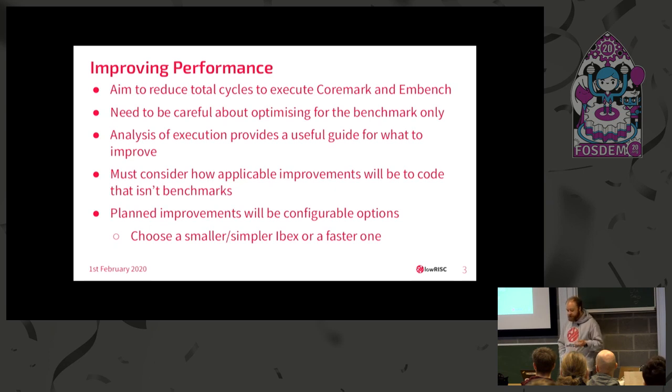You've got to be careful you're not just optimizing for the benchmark only. It's very useful to analyze what's going on with the benchmark and use that as a guide to things that you can then do. You then need to take a step back and think, is this actually generally useful or am I just making CoreMark specifically quicker? I would say that the improvements I've mentioned here are going to be configurable options in Ibex. So you're going to be able to choose between a smaller or simpler Ibex core, or a faster core that will be a bit bigger and a little bit more complex.